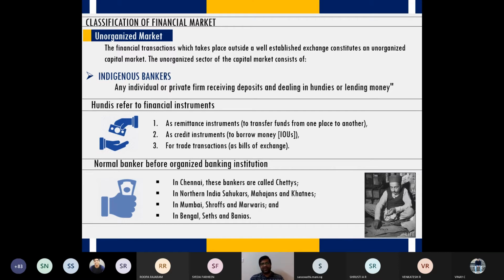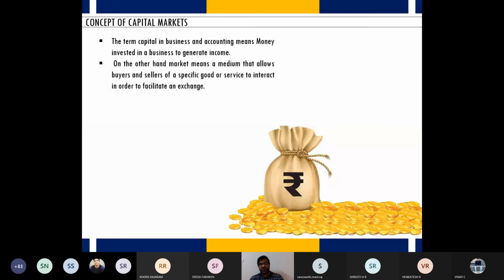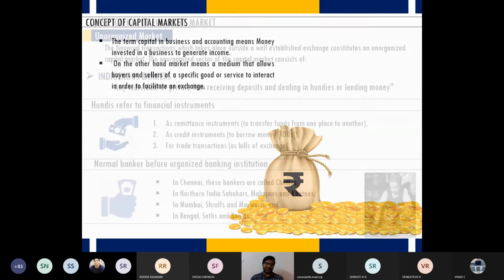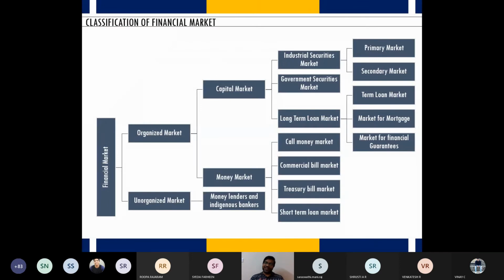This is what most of rural India is made up of. Most of rural India is made up of indigenous bankers. You will not find HSBC and Citibank in a village, right? So these are the people who act as Citibank and HSBC in rural areas. But let's try focusing on the organized market now, because you people have to study the organized market. But I just wanted to give you a perspective of what this unorganized market is made up of.